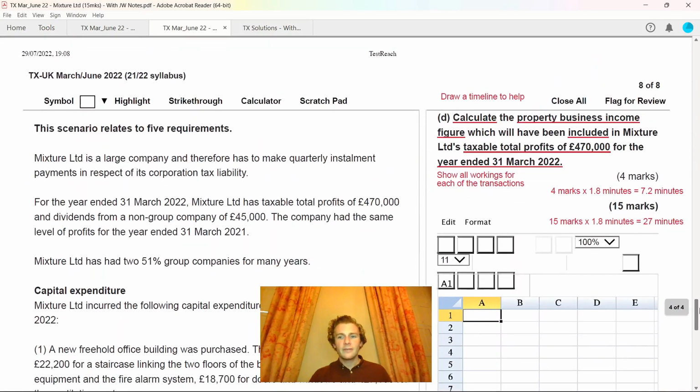And then finally for part D on here, where you can see in my notes up at the top where I've said draw a timeline. If you're in the actual centre-based examinations with an ACCA invigilator, you are allowed a scrap piece of paper. If you're doing the exam at home, you are not. But if you are in one of those centres, draw yourself a timeline so that you can actually calculate the property business income figure, which will have to be included in Mixture Limited's taxable profits of £470,000 for the year ended 31st of March 2022.